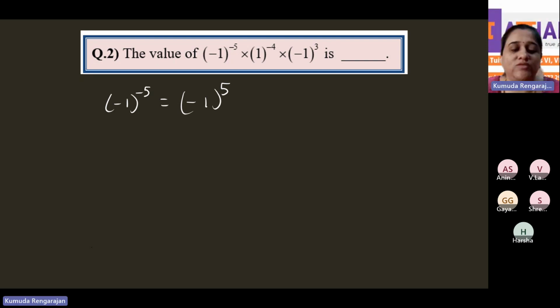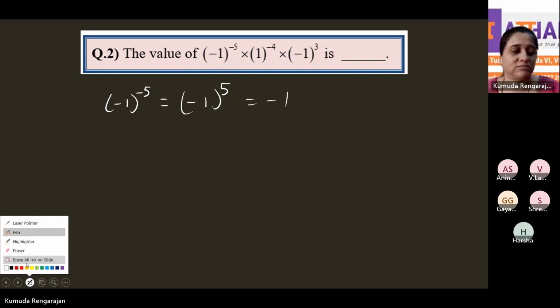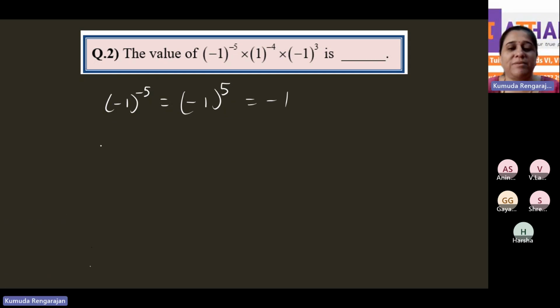So what's the value of this one? -1 multiplied with itself 5 times is -1 only. I'm doing it separately for you. I'm working only for this one. Then you know what to do. How do you handle -1 to the power -5? Reciprocal of the base, -1. Negative of the power, 5.